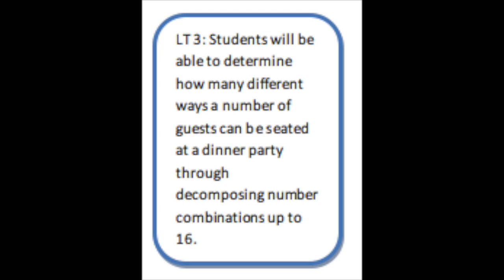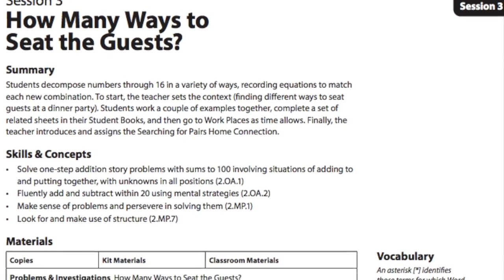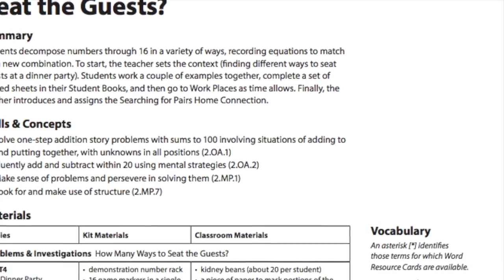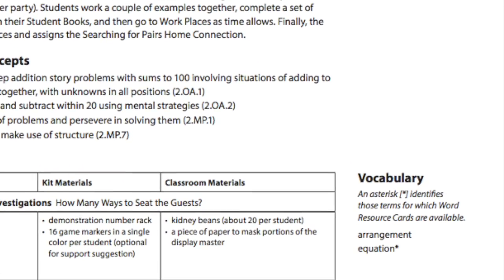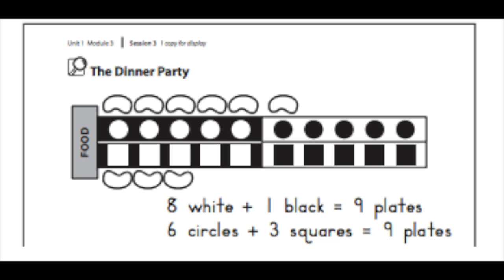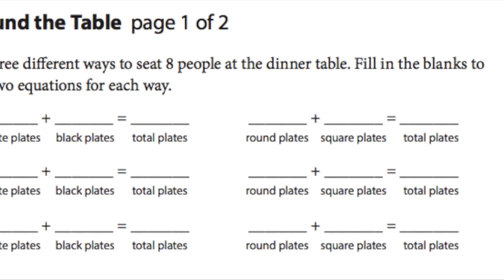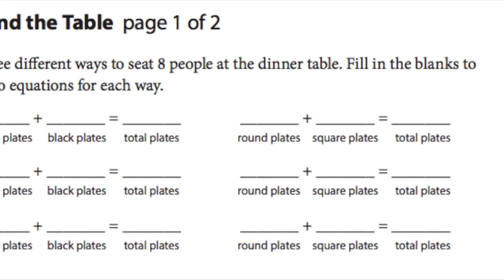The third learning target is students will be able to determine how many different ways a number of guests can be seated at a dinner party through decomposing number combinations up to 16. This interactive lesson has students placing beans around a table, physically creating different equations using a variety of number combinations. It starts with a sum and has students manipulating the addends around a table with 2 different shaped plates. For example, if you have 13 guests, you could place the beans around the table in a variety of ways.